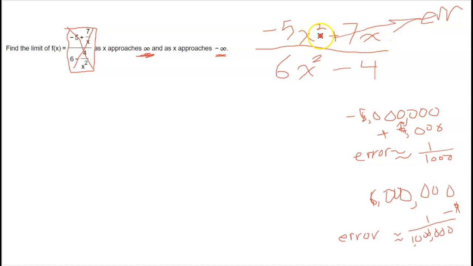What happens if you plug in a billion? Well, that's 7 billion, which seems big, but over here is 5 with 18 zeros after it. Billion, trillion, quadrillion, quintillion. Negative 5 quintillion is nearly a billion times larger than 7 billion. So the error keeps shrinking. And the same thing here, except it's even worse. That's error, and as x grows larger, the errors shrink. Those errors essentially shrink to insignificance compared to the large terms.